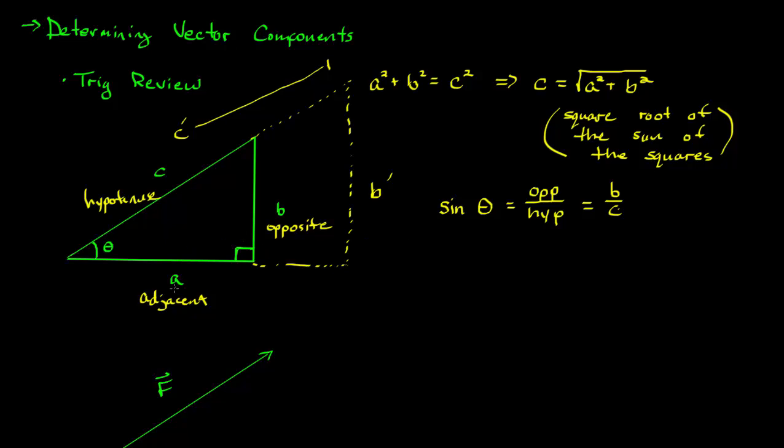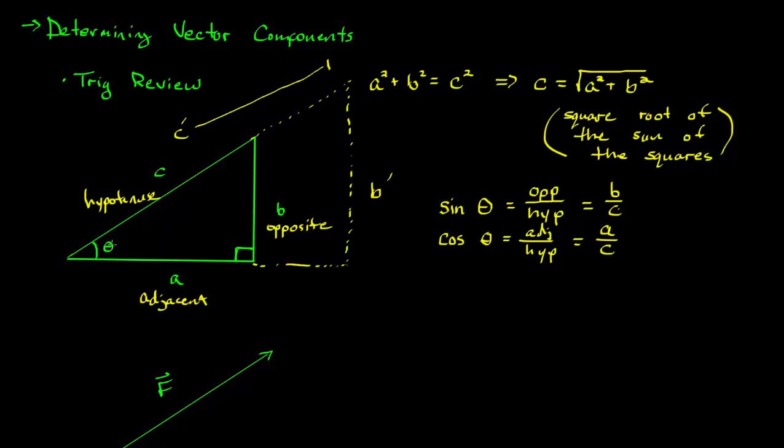Okay, so then I can go to the adjacent and the hypotenuse. So we link these two. Since this is next to it, that's called co. So that's cosine. Cosine theta is going to be the adjacent over the hypotenuse. So in our case, it's A over C.